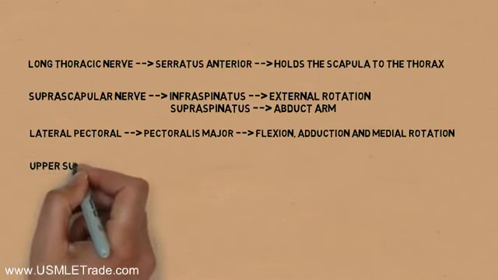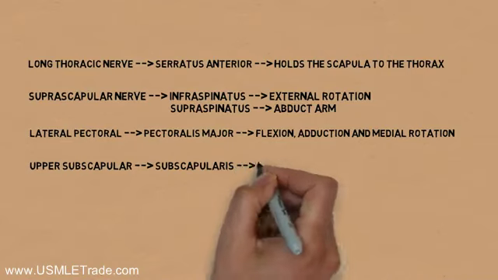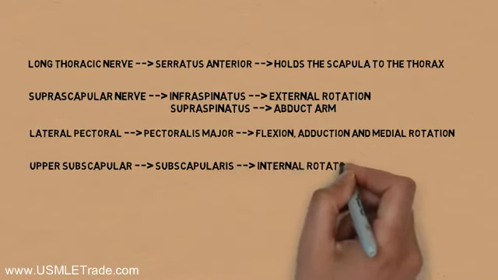Next, we have the upper subscapular, innervating the subscapularis. So this is a triangle-shaped muscle that fills the subscapular fossa. It inserts into the lesser tubercle of the humerus and the front of the capsule of the shoulder joint. The subscapularis acts to internally rotate the arm.